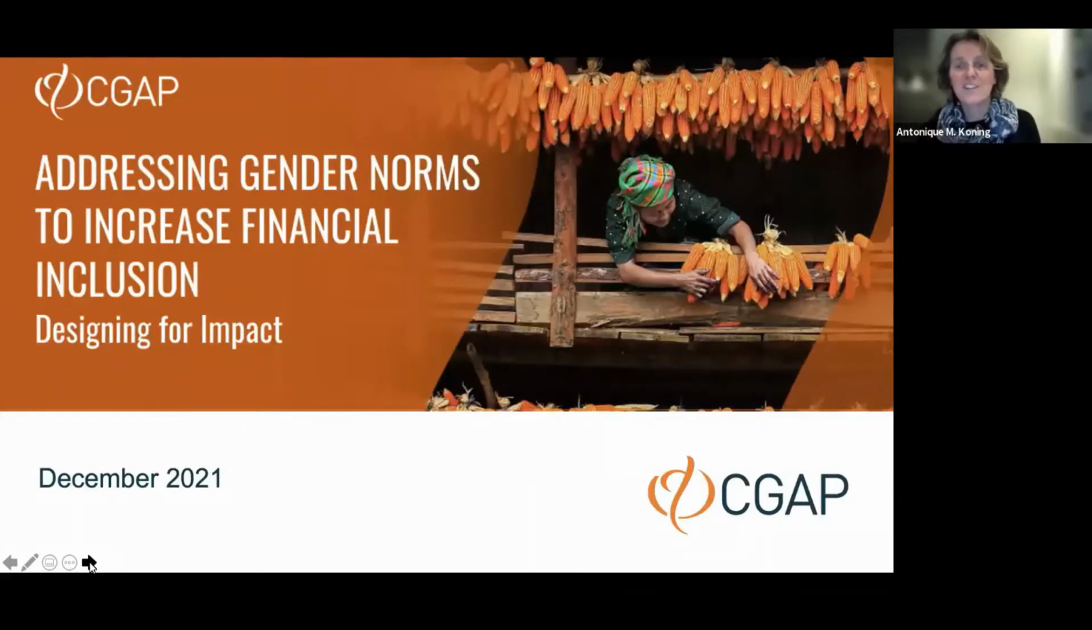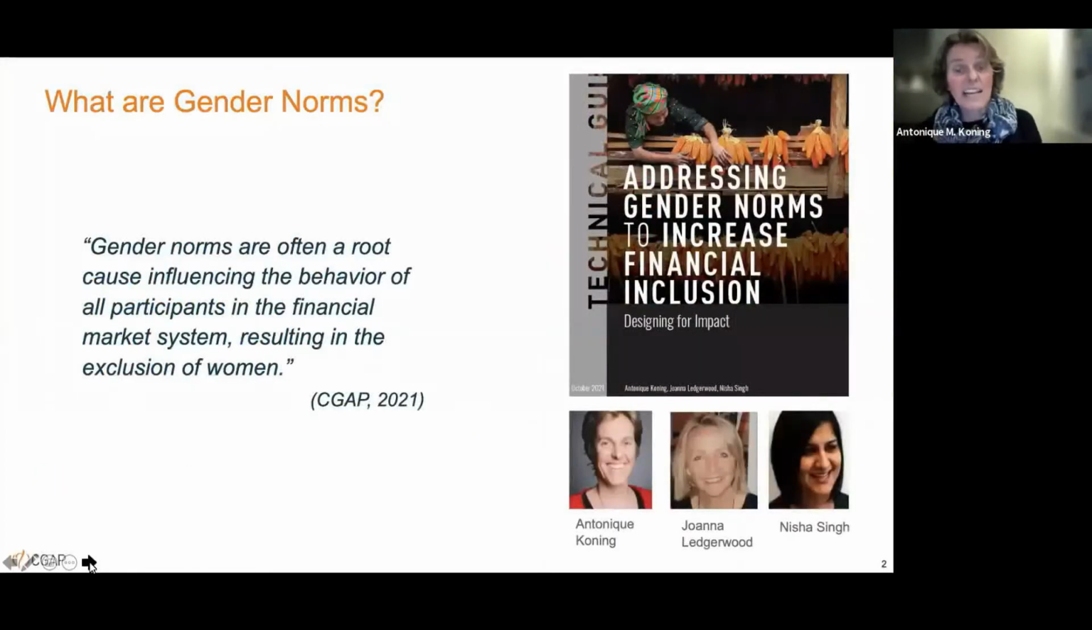We'll introduce the guide to you and then hear from AFR, a market facilitator in Rwanda, on how they're putting this guidance into practice. Gender norms are collectively held beliefs that are often a root cause influencing the behavior of all participants in the financial market system, resulting in the exclusion of women.